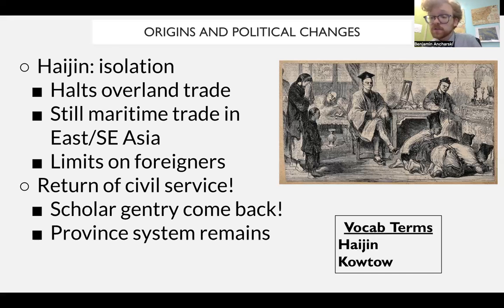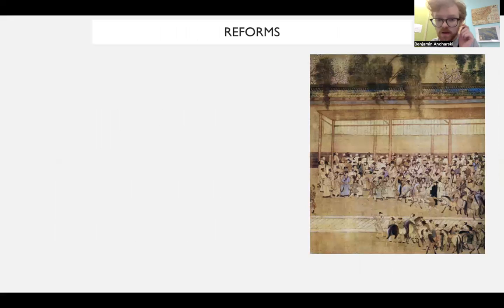And yet, we do see that there are some continuities with the Ming and the Yuan Dynasty. The Ming Dynasty is going to keep, actually, that province system that the Yuan introduced. The only difference is, guess who's in charge of these provinces? It's not Mongol nobles, it's members of the scholar gentry. And remember, the scholar gentry, that is a term that describes individuals who passed the civil service exam and now are in Chinese government.